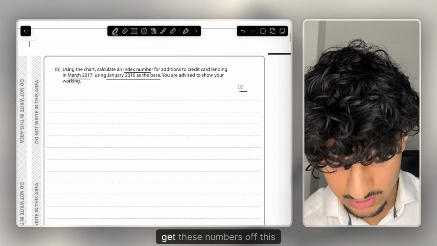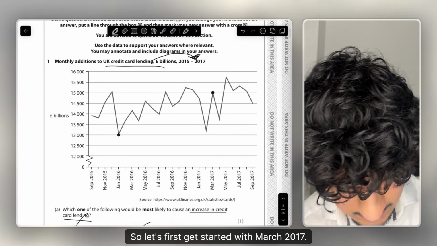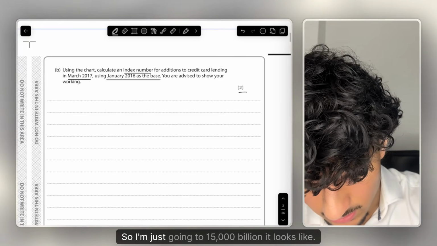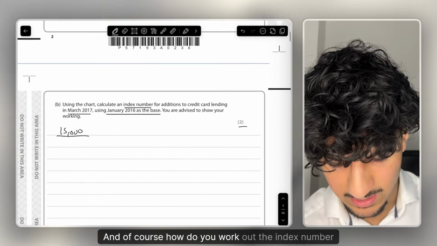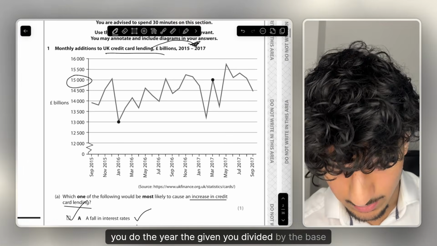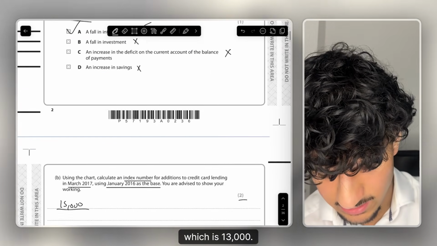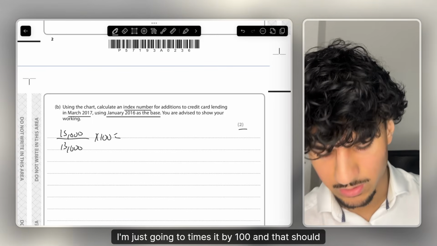So let's get these numbers off this diagram. Let's first get started with March 2017. That is, as we can see, 15 billion. So I'm just going to say 15,000, it looks like. Then what is the base year? And of course, how do you work out the index number? You do the year they're giving you divided by the base year, which we said was January 2016, which is here, which is 13,000. Now what we're going to do to this is times it by 100, and that should give me my answer.